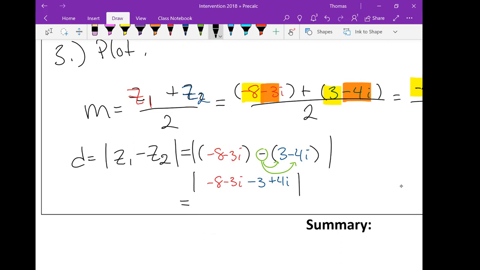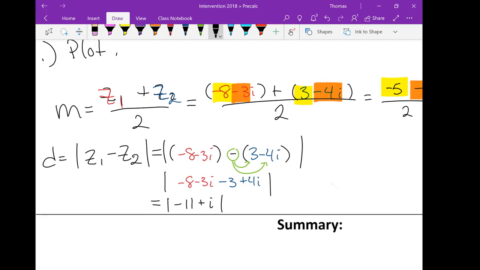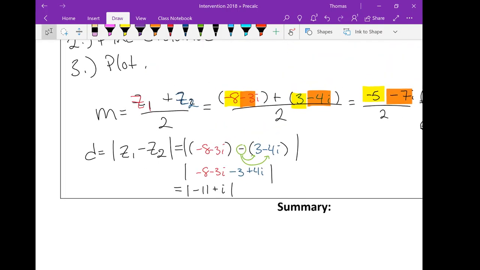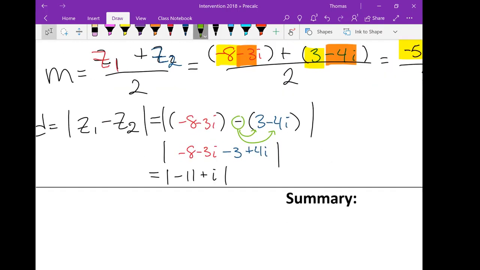All right, let's combine our like terms. 8 and negative 3, that's going to be negative 11. Negative 3 and positive 4, that's just positive 1i. Great. So now we have a complex number, and we have to take the modulus of it.